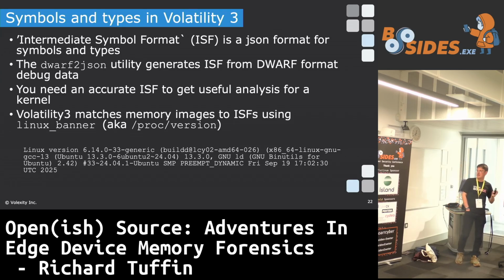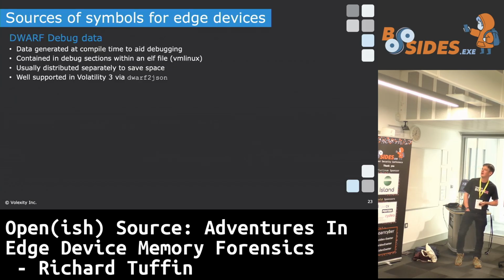And Volatility 3 matches up images you've taken with the ISF you need via the Linux banner, which is a piece of data compiled into every Linux kernel. It's available via /proc/version if you're running a Linux system, and it's this big long string of gobbledygook that if you work in memory analysis, you get very familiar with very quickly. We'll talk about that a bit more in a sec.